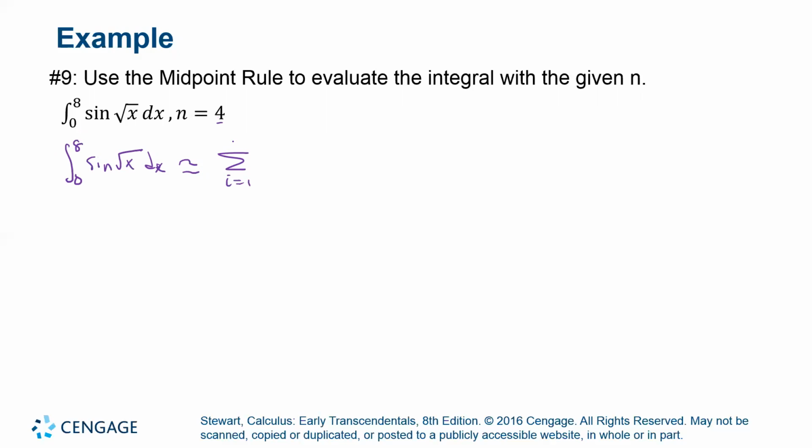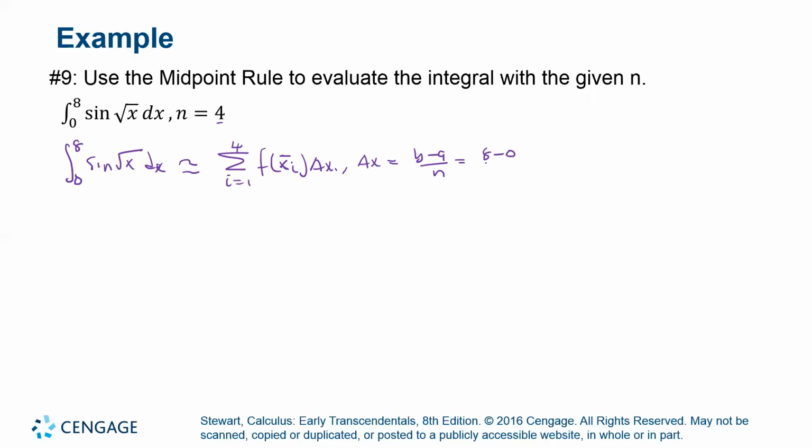What is n? N is 4. Okay, f of x bar times delta x. So we need to find what delta x is. Delta x is always b minus a over n.